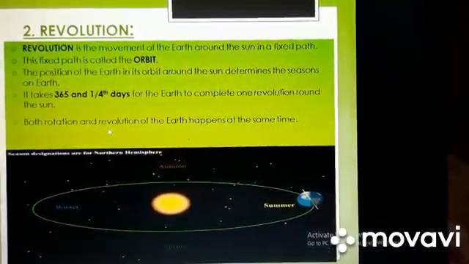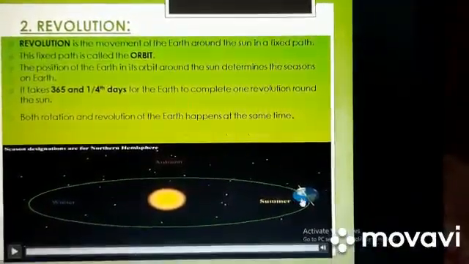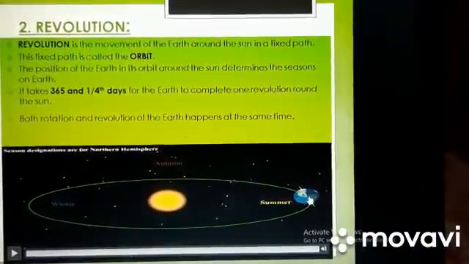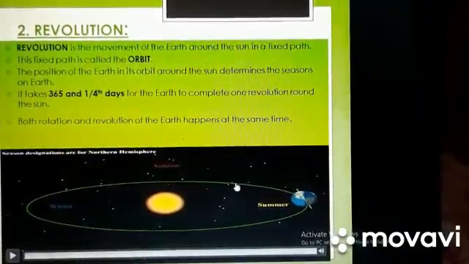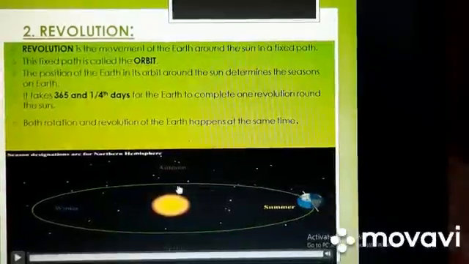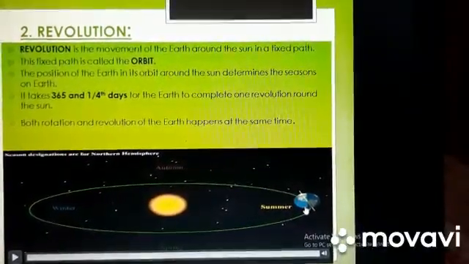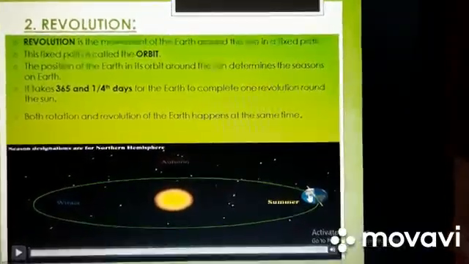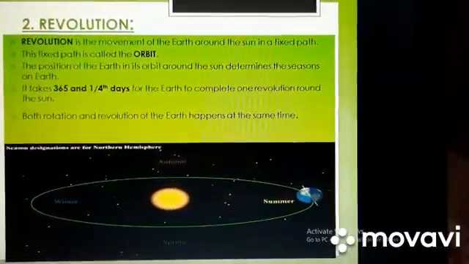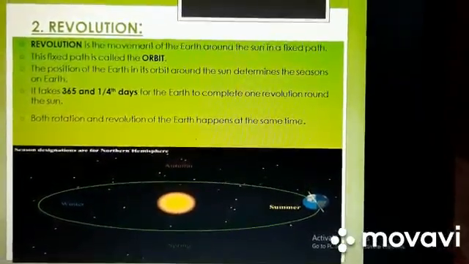And both rotation and revolution of the earth happen at the same time. So when the earth is rotating every 24 hours, along with that it is also slowly revolving around the sun, and it completes one whole revolution in 365 days and one rotation in 24 hours. So rotation gives us our days and nights, revolution gives us 1 year along with the different seasons in the year.